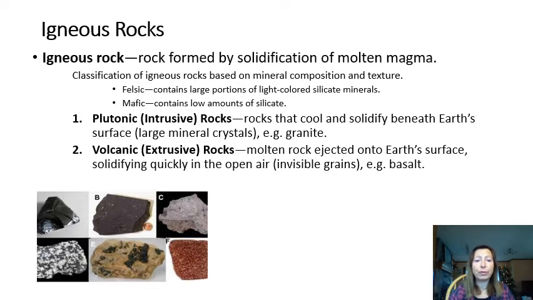Volcanic or extrusive rocks are rocks where the molten lava is ejected onto the surface of the earth and they solidify very quickly in the open air as they cool down. An example of such volcanic or extrusive rocks is basalt. Basalt is formed by flowing and quickly solidifying lava, and it has very small crystals. They're basically invisible. Those grains are so small that we can only see them with an electronic microscope.